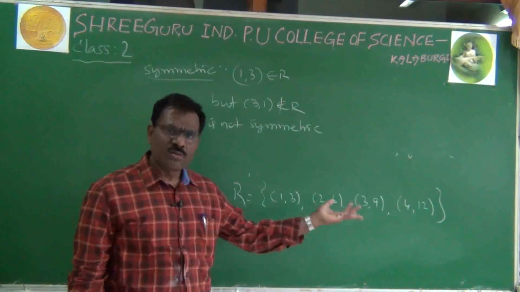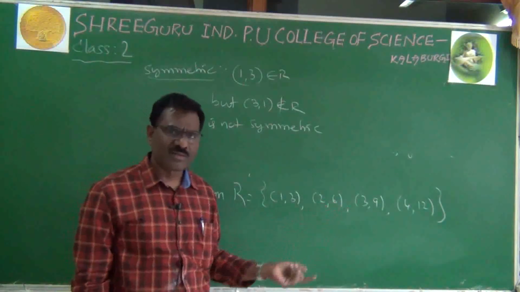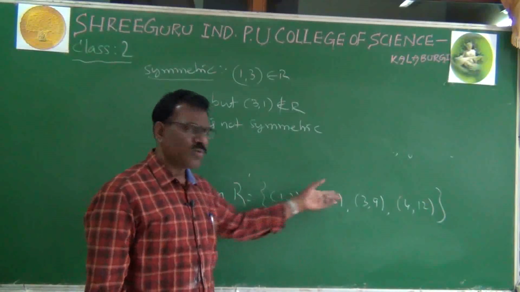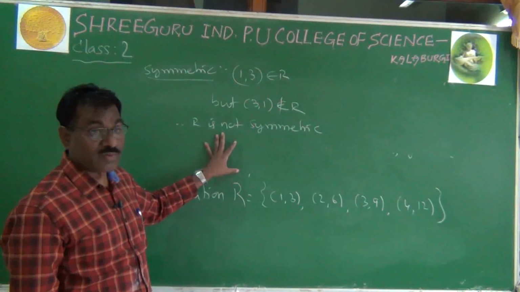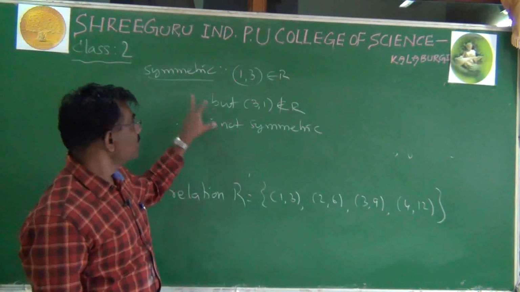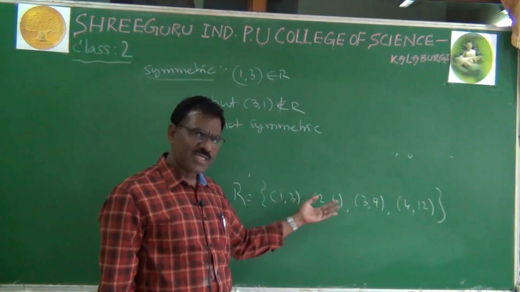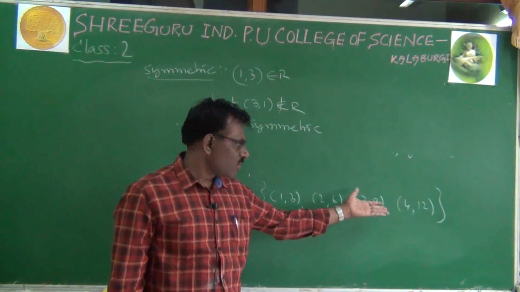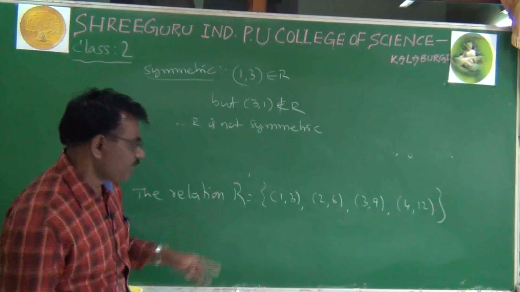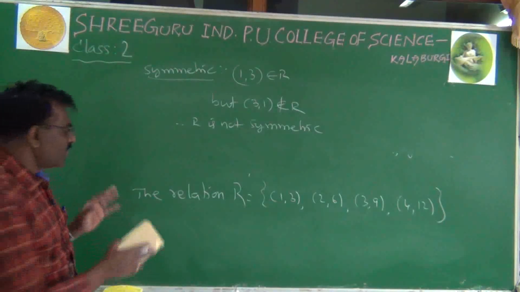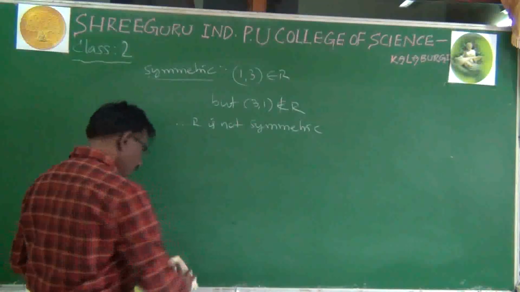Sir, why are you taking another? One example is not symmetric, so why take another? Not possible. Why take 2, 6, 3, 9, 4? One example showing not symmetric is enough. A second one is not necessary. Even here, 2, 6 and 6, 2 are not there, 3, 9 and 9, 3 are not there. 4, 12 and 12, 4 are not there. But one example is enough. So R is not symmetric. Is it reflexive? No. Is it symmetric? No. Then we check transitive.